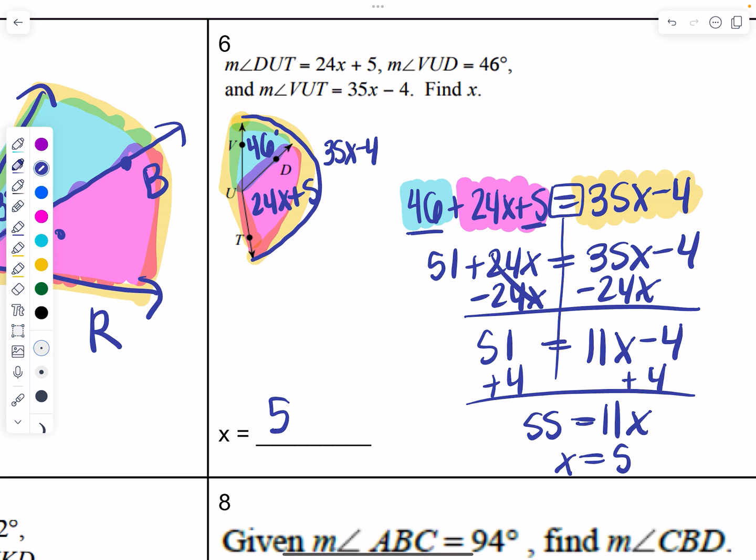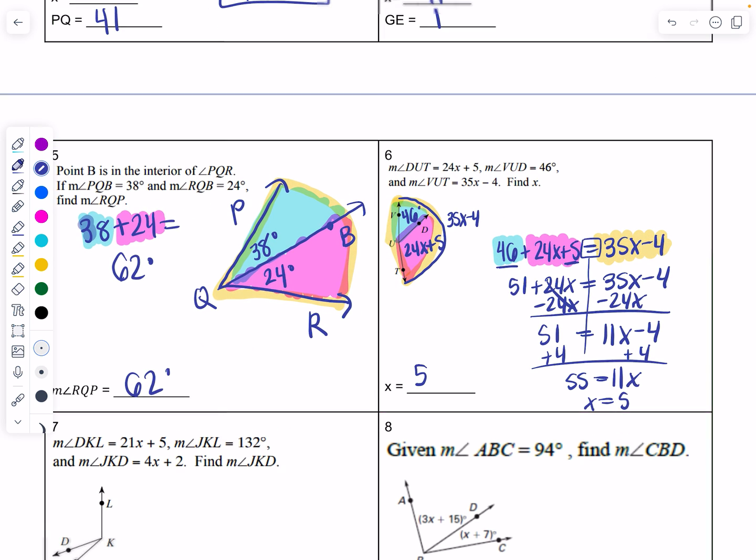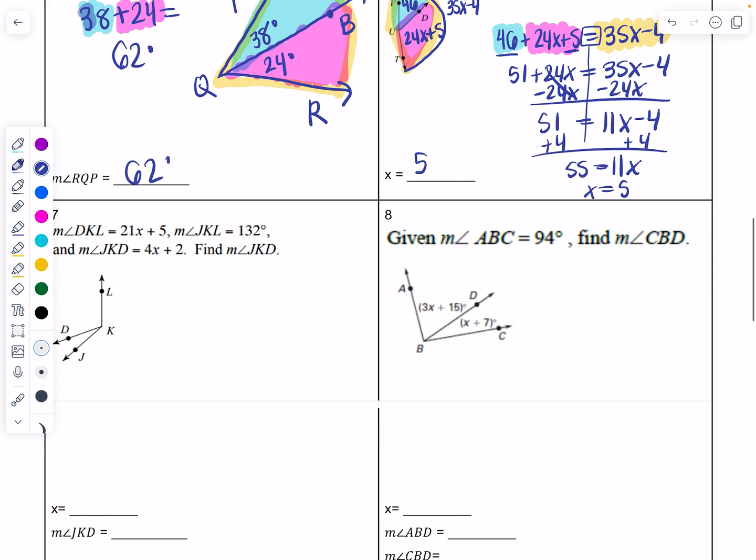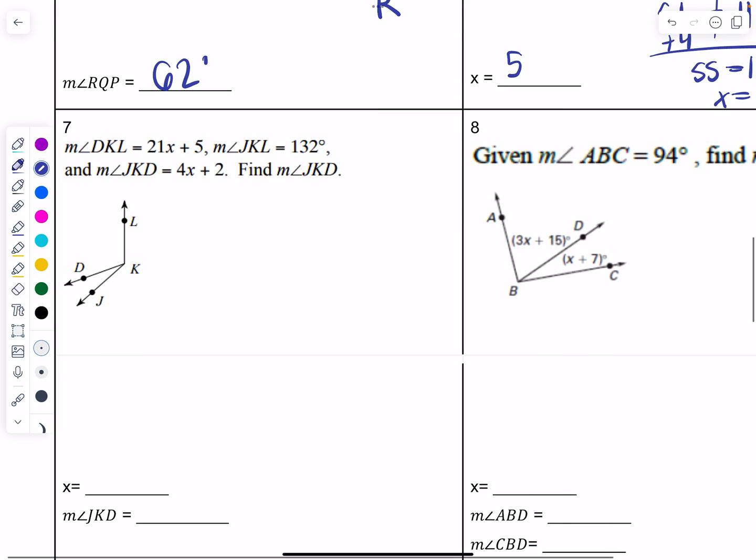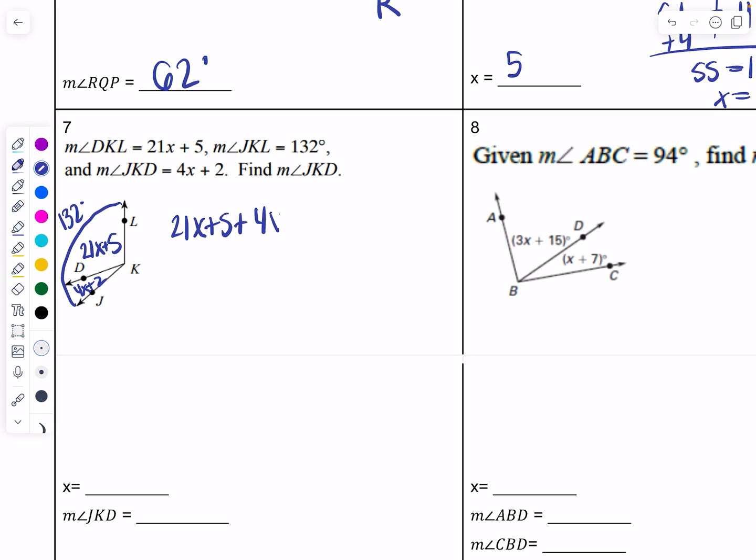And if you wanted to make sure that you did it right, you would just go back and plug it in. All right. We have this next one. And we have JKL is 21x plus 5. And then it says JKL, the big angle, is 132. And the smaller angle is 4x plus 2. So they give me the expressions. So we're going to write our equation. 21x plus 5 plus 4x plus 2 adds up to 132.